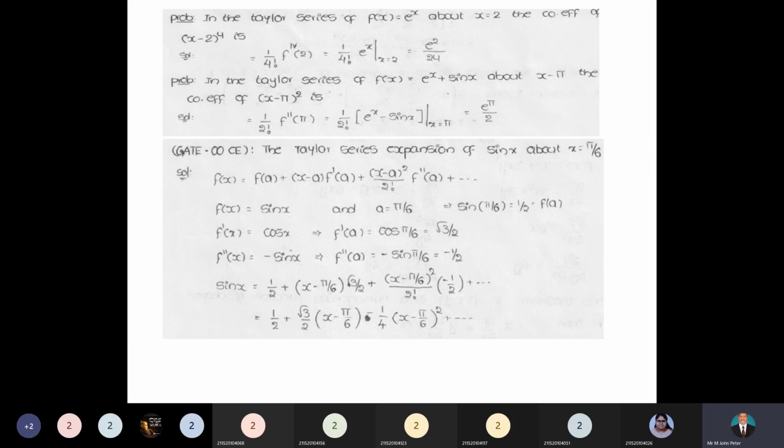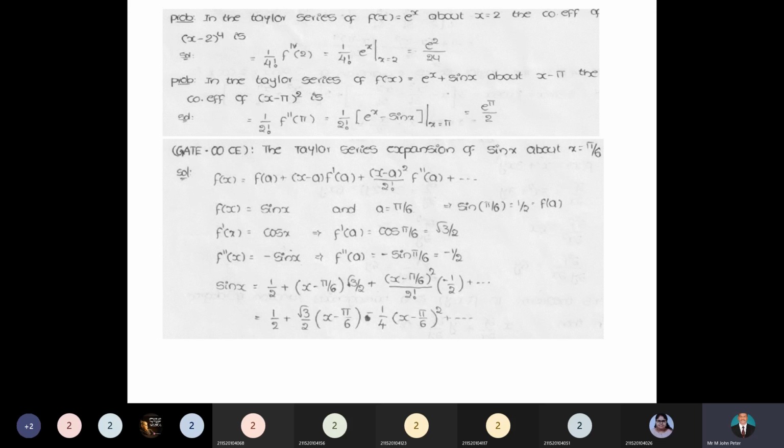In the series, we have to write what will be the coefficient. That means 1 by 4 factorial into the fourth derivative of f at 2. So we have to find the fourth derivative. The given function is e power x. However many times we differentiate e power x, we will get the same function. So 4 times when you differentiate it, you will get the same function.